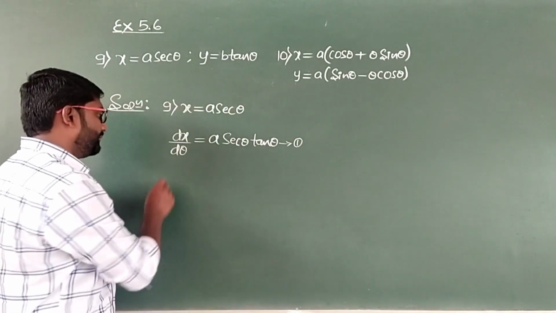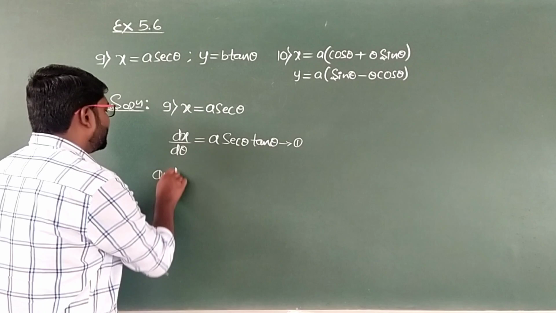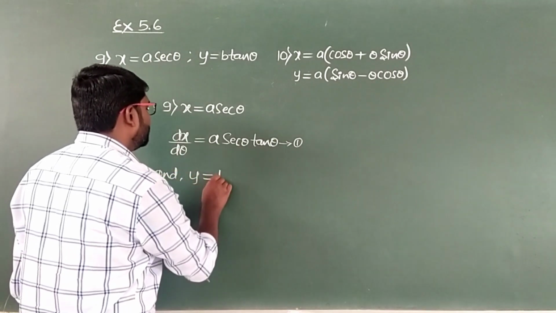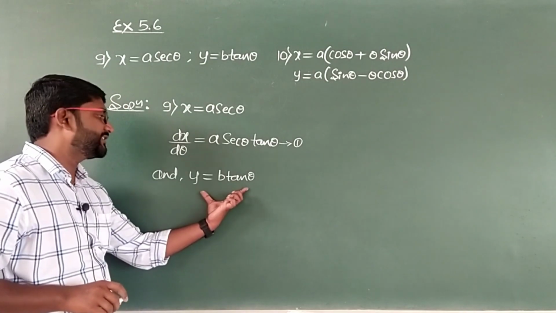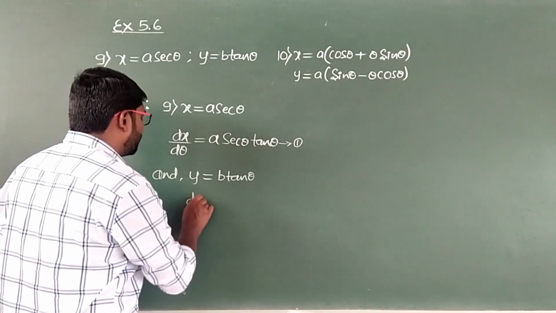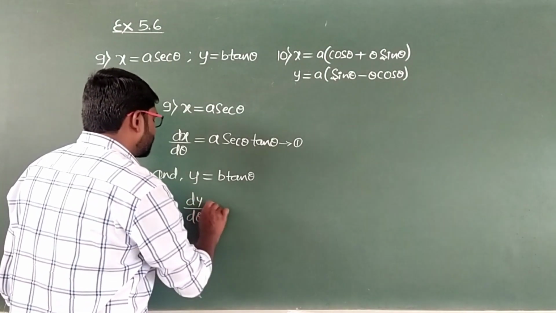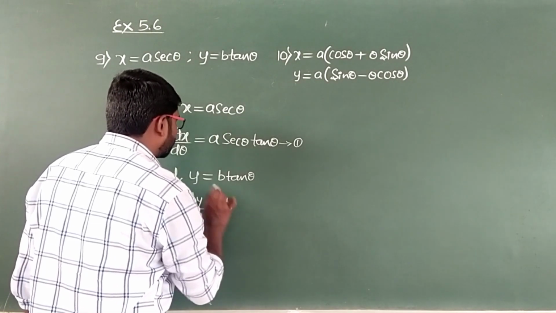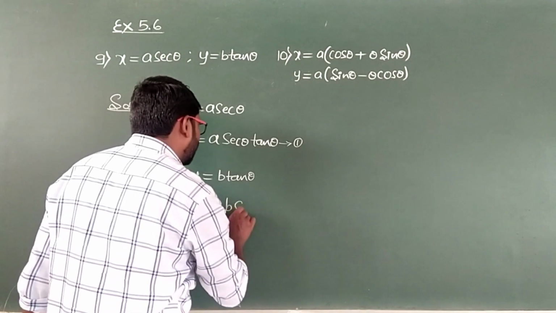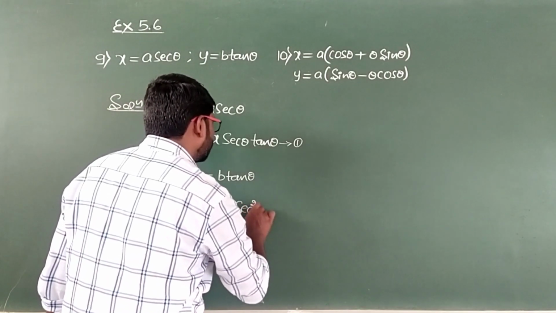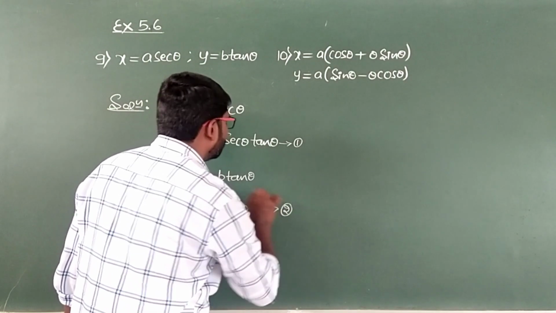Now I will take y, which is equal to b tan theta. Now differentiate both sides with respect to theta. We get dy by d theta equal to b, which is a constant, write it as it is. Then the derivative of tan theta is secant square theta. So we get b secant square theta. I will call this equation number 2.